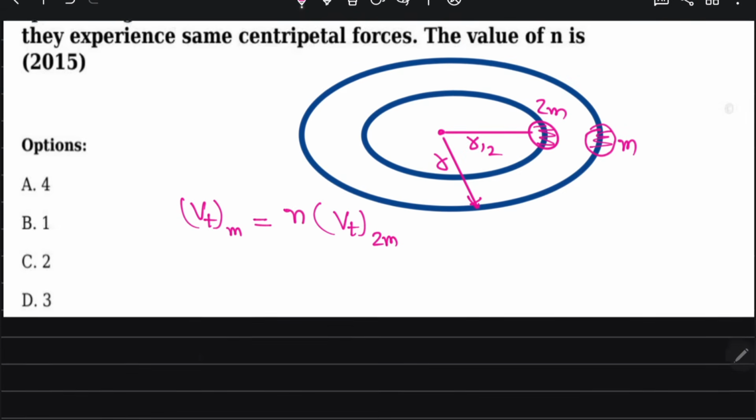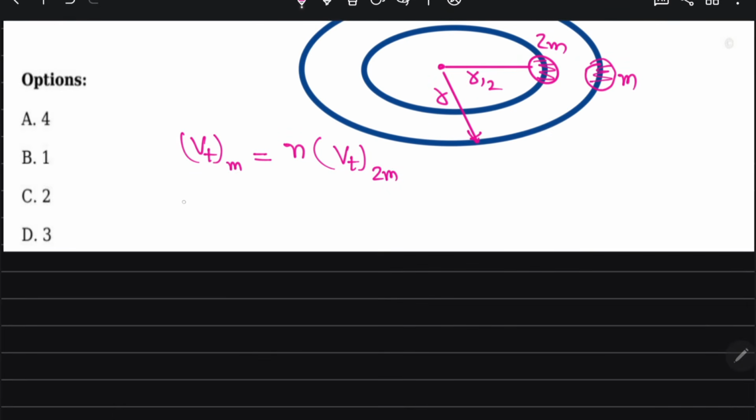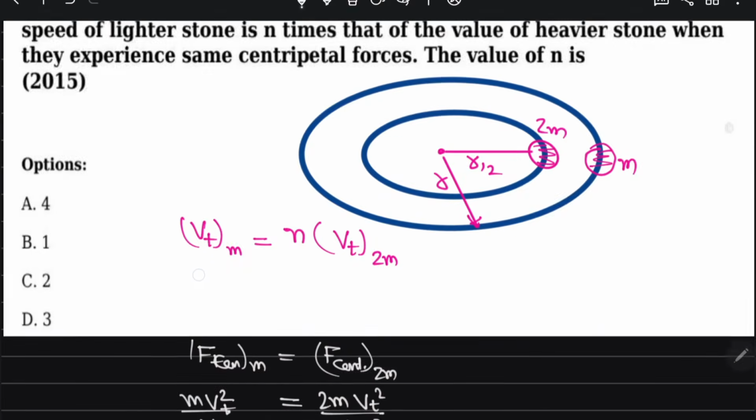So they experience the same centripetal force. So m times v square by r, the lighter stone's force, is equal to the heavier stone's force, 2m times v_t square by r by 2 whole square.